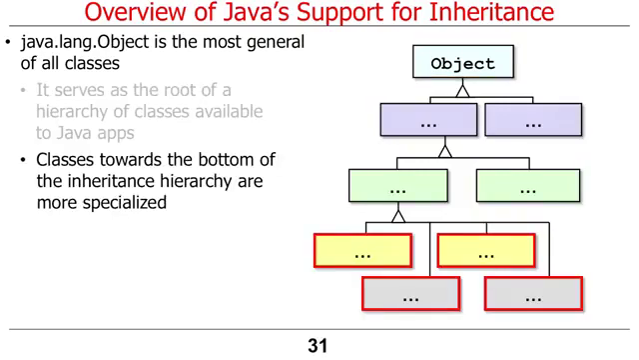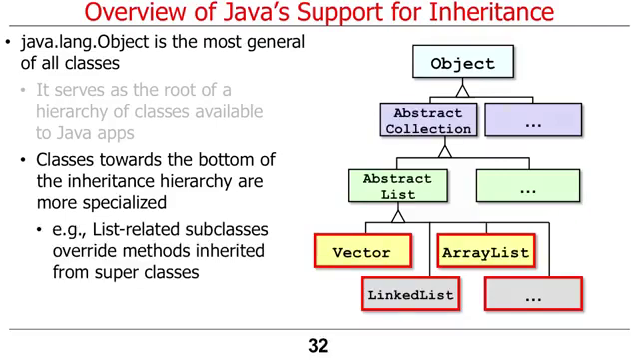Classes toward the bottom of this inheritance hierarchy provide more specialized behavior by overriding methods that are defined above them in the hierarchy. For example, the vector, array list, and linked list subclasses in the Java util package implement their particular semantics by overriding certain methods defined by list-related superclasses higher up in the Java Collections Framework hierarchy.